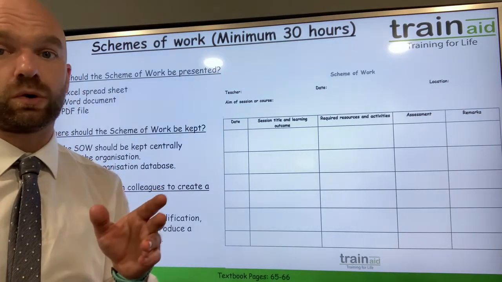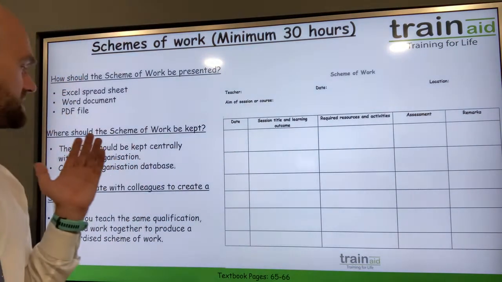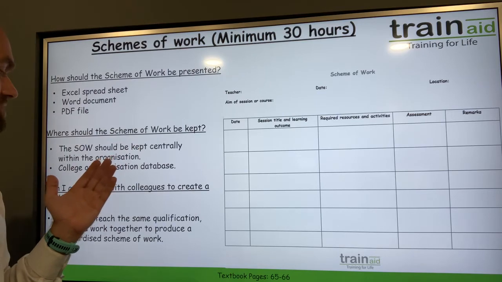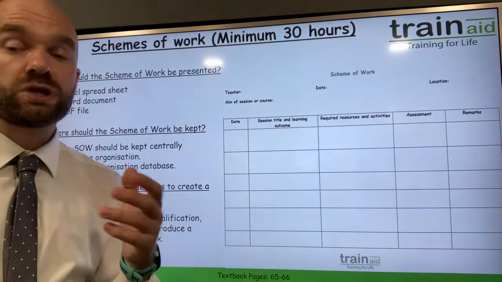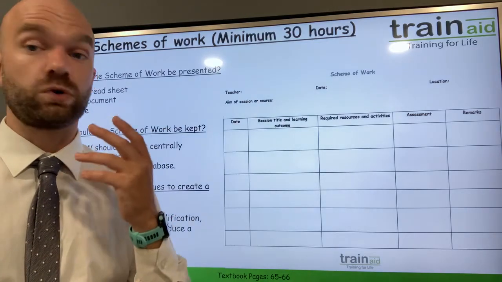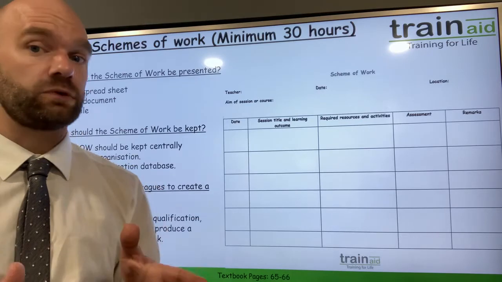Okay, so very important. So where is the scheme of work going to be kept? The scheme of work should be kept centrally within the organisation. Okay, this can also be kept within perhaps a college database. It might be, of course, edited by you, but also other teachers as well within a collaboration.